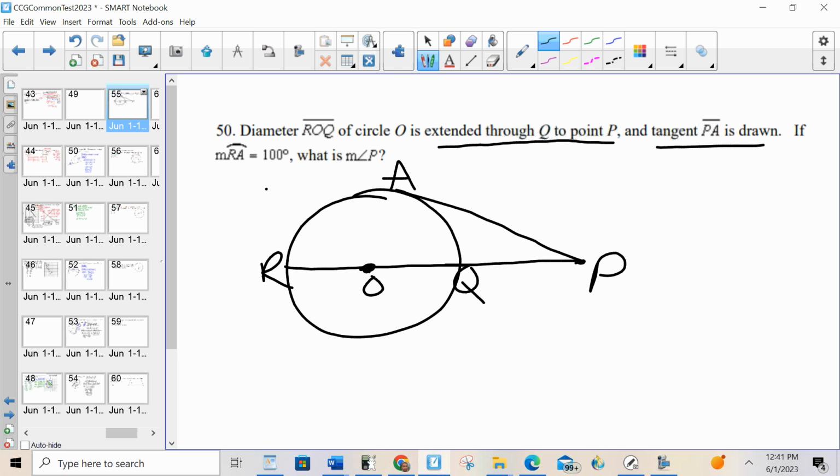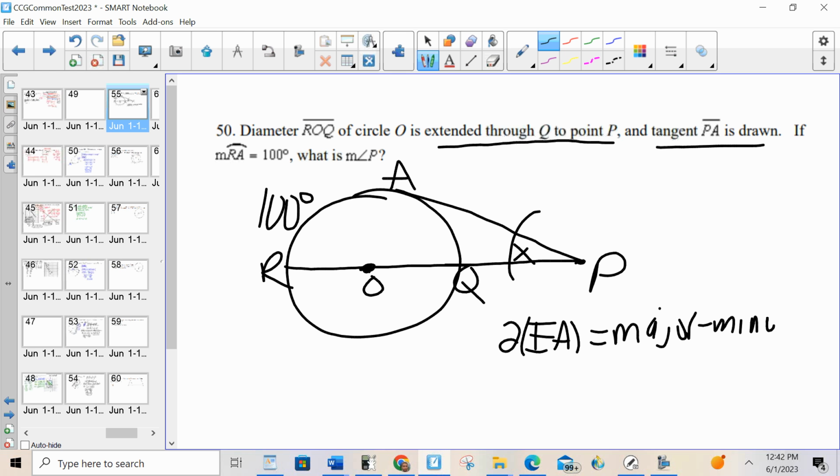Arc RA is 100. It wants angle P. Arcs and angles or segments? These are arcs and angles. So it's 2EA or 2VA. It's 2EA. 2EA equals major minus minor. Problem is, I don't have the minor. So I have to use a little bit of geometry to get the minor.